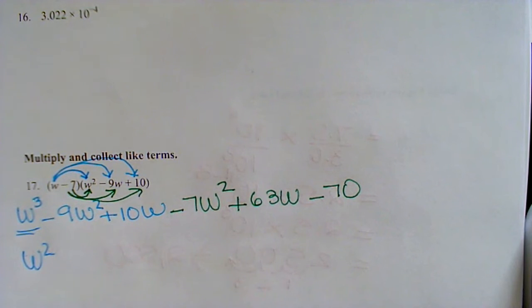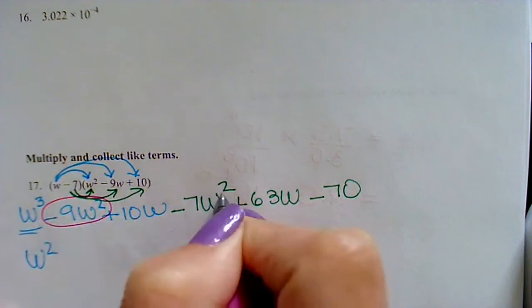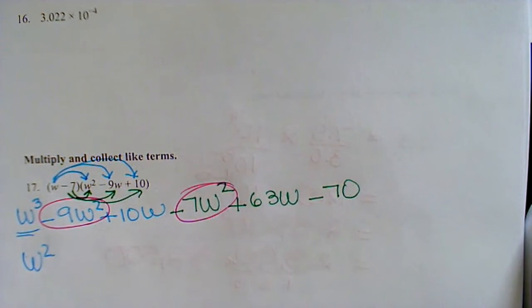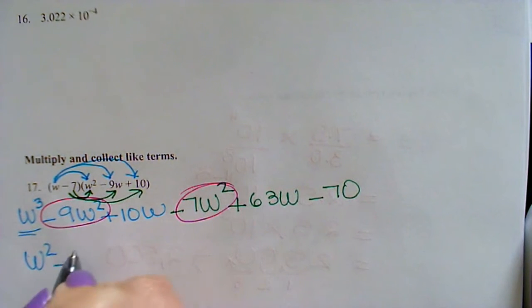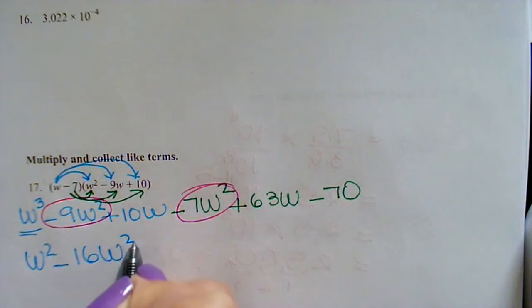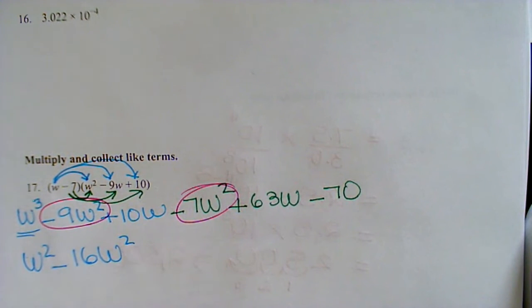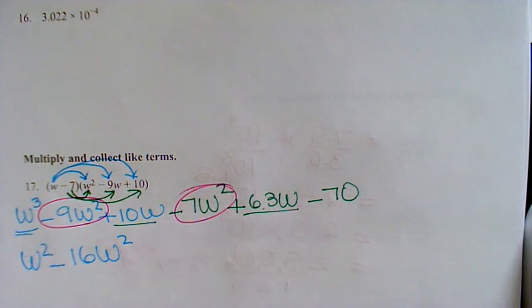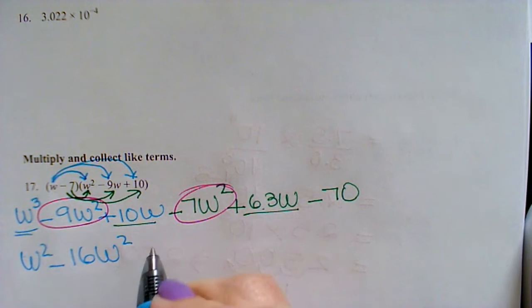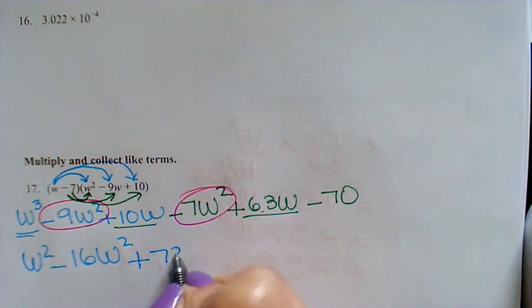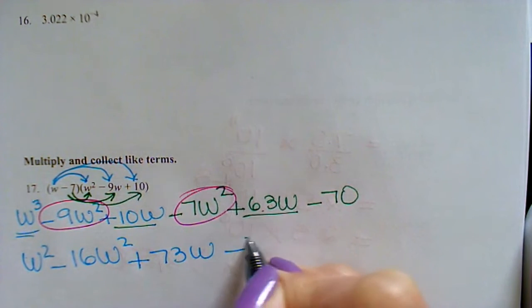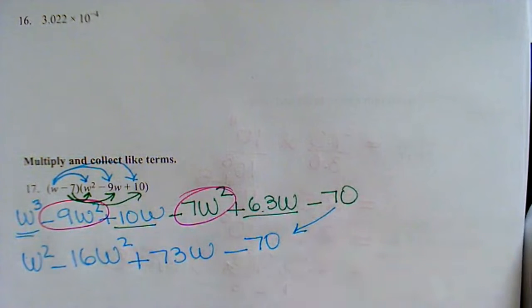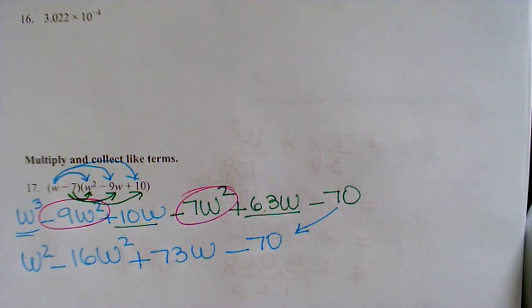Now I need to combine this one and this one. And that's going to give me a negative 16W squared. And 10W plus 63W will give me 73W minus 70. And that's my answer. Okay?